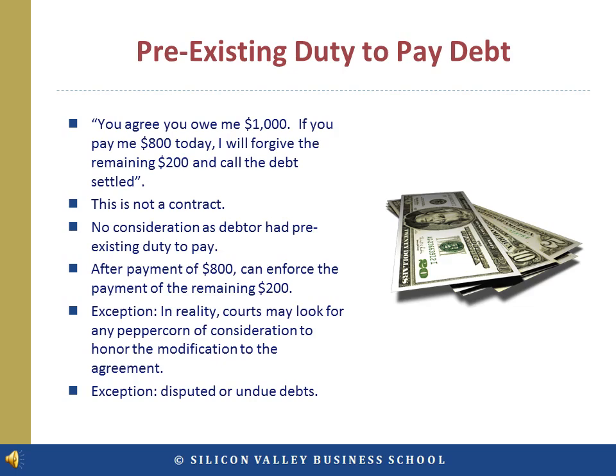After receiving the $800, the creditor could then ask for the $200 remaining. There is an exception for early payment or payment of disputed debts. Paying before the debt is due involves a detriment, qualifies as consideration, so promises to pay of undue debts are contractual and enforceable. In reality, as we know, the courts will look for the merest peppercorn of consideration in order to interpret a promise as a contract. So these cases often involve searching for new duties or new detriments at the time the modification of the contract was made.